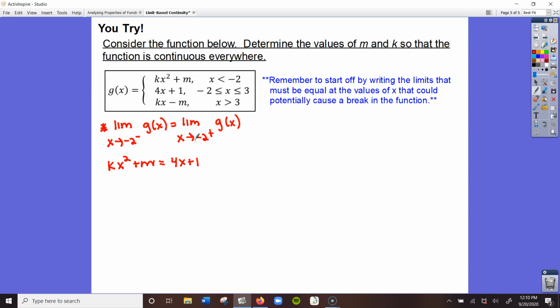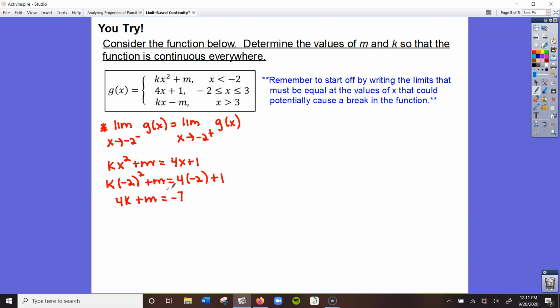Now that you've substituted your limits with the actual function, we're now going to plug in that particular x value, which is x is -2. So when I plug it in, we would get k times -2 squared plus m, which equals 4 times -2 plus 1. When you simplify this, -2 squared is 4k plus m, and that's going to equal -8 plus 1, which is -7.